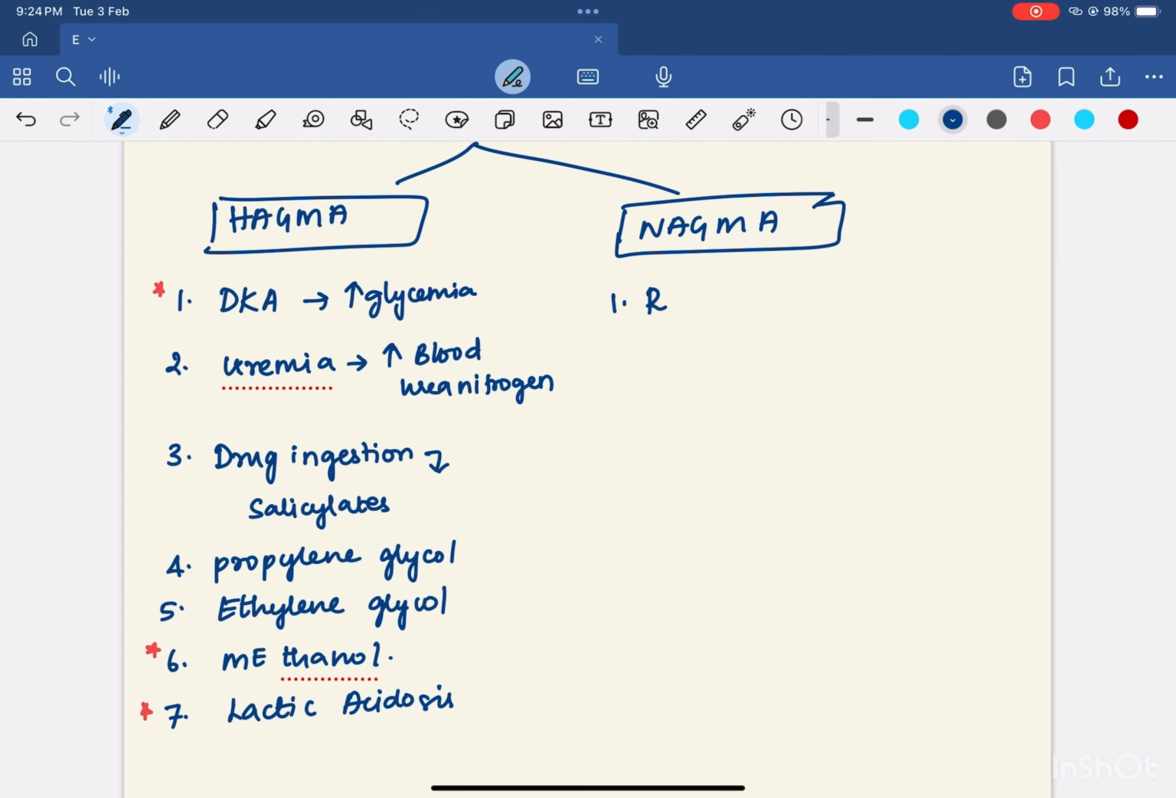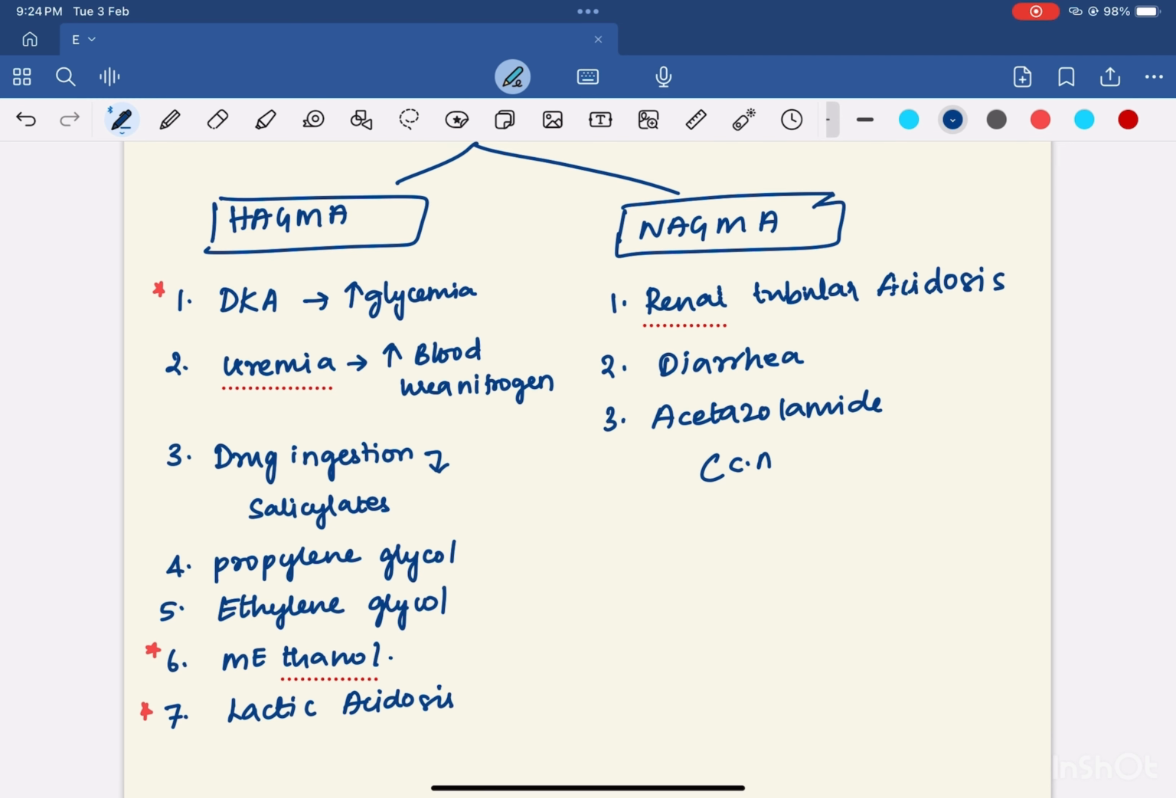Next, NAGMA. In NAGMA, you can see renal tubular acidosis and the diarrhea patient. Diarrhea is coming under what? Metabolic acidosis, NAGMA. And acetazolamide, which is a carbonic anhydrase inhibitor. Then ureteral diversion, for example ileal loop.